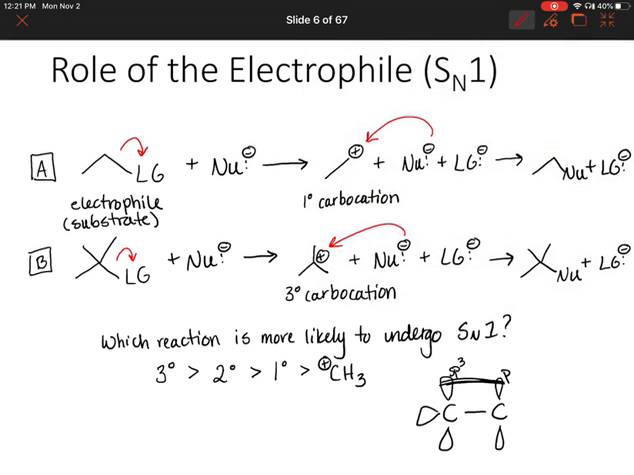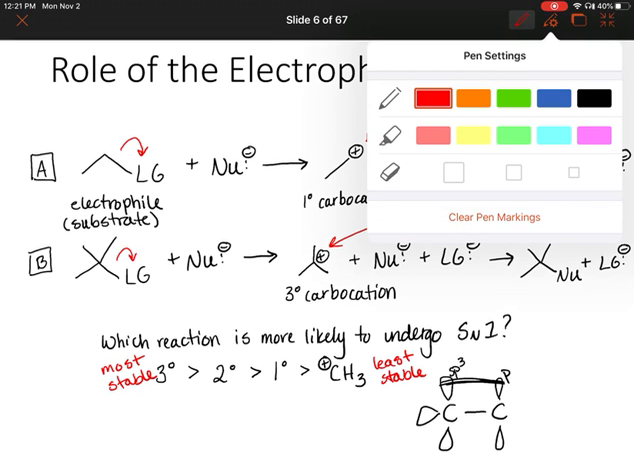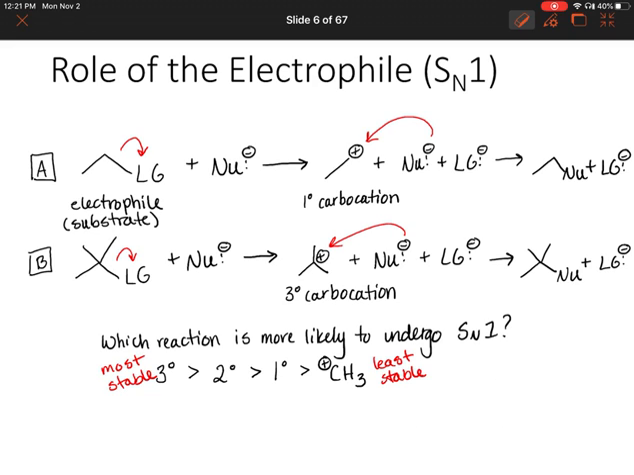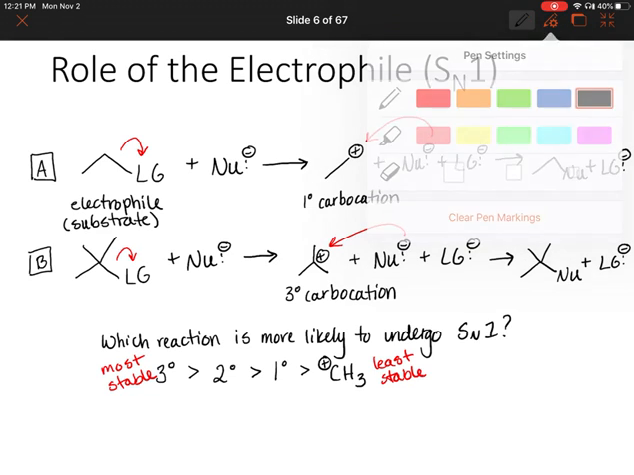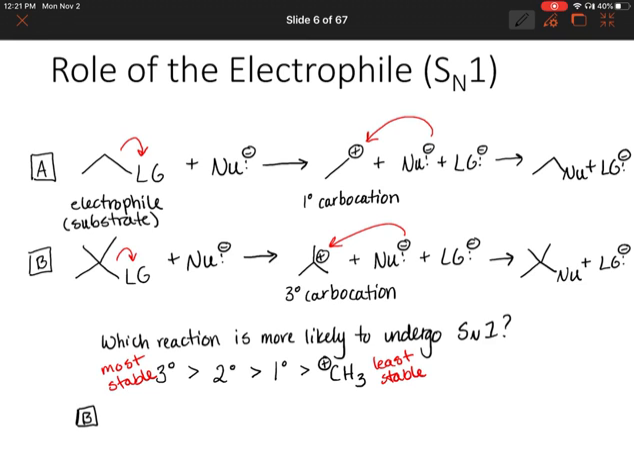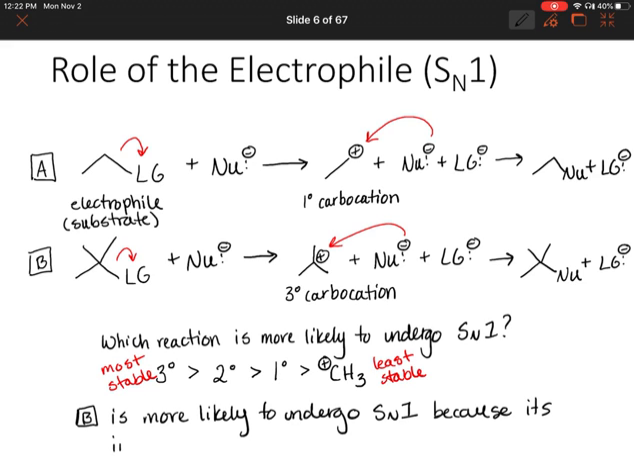So typically in reactions, we want to form more stable products or more stable intermediates even. So which reaction would be more likely to undergo SN1? B. So B is more likely to undergo SN1 because its intermediate is more stable.